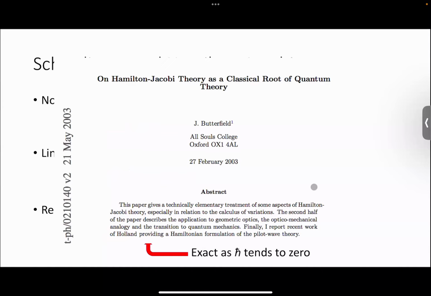Okay, so I want to give a shout out to Jeremy Butterfield, a wonderful paper that was written many years ago called On Hamilton-Jacobi Theory as a Classical Root of Quantum Theory, where he basically pointed this out, that you can think of quantum theory having a classical root in Hamilton-Jacobi theory, and that pretty much then set up everything that we did, which is to go from static Hamilton-Jacobi equations to the corresponding static Schrodinger equation.